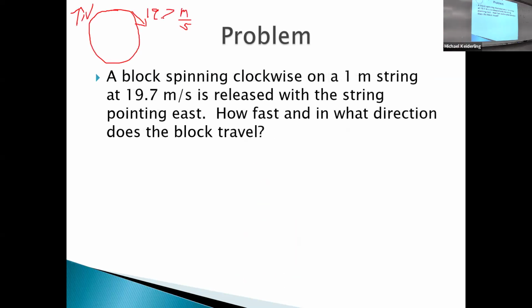Now here, if I have a block that's spinning clockwise on a 1-meter string at 19.7 meters per second, and it is released when the string is pointing east, how fast and in what direction does the block travel after that? Assume there's no other forces acting on it once it's released.